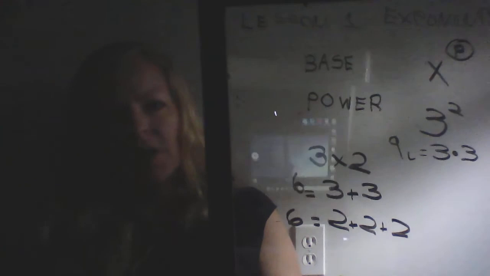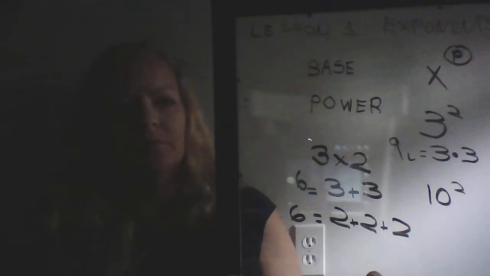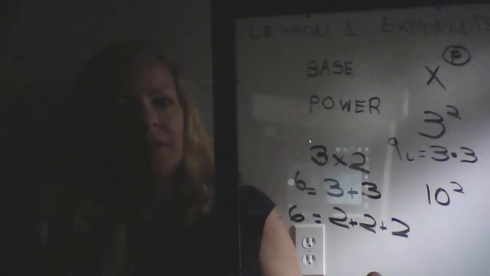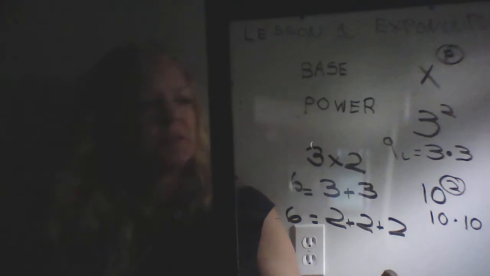Let's try it again with a different base and power. We're going to be using powers of 10 in this lesson during class. So let's say I have base 10 power is 2. So base 10 means what? I have the number 10 and it is repeated how many times? This is the power. This tells me how many times to multiply the base. So I have 10 times 10.